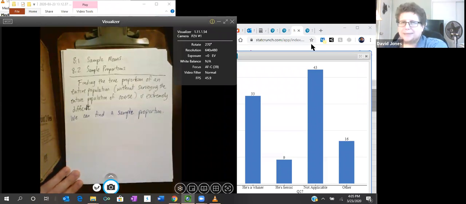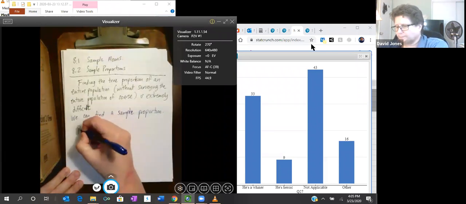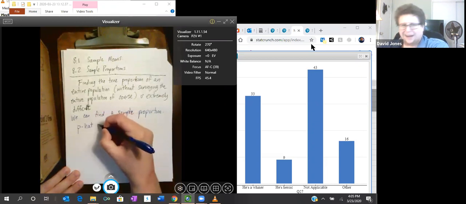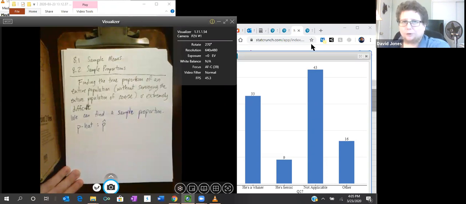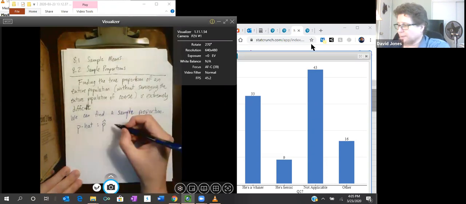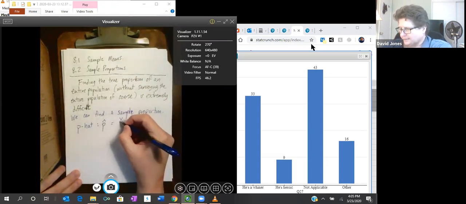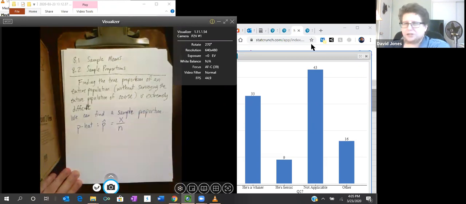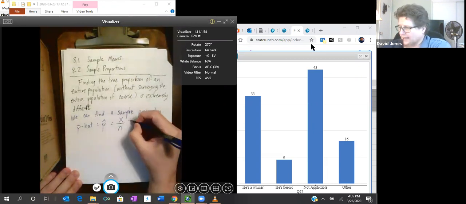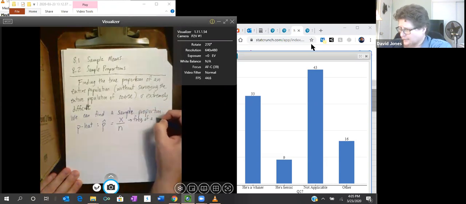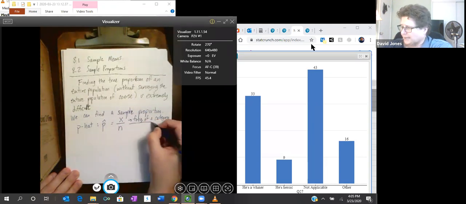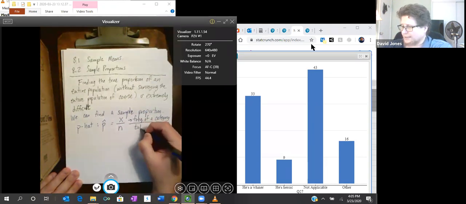And we call it p hat. P hat. Why? Because it's a P with a little hat on it. And you know, clever, right? We're a group of smart people. And if you recall, proportions are x over n, where x is the frequency of a category or response, and n is the total sample size.